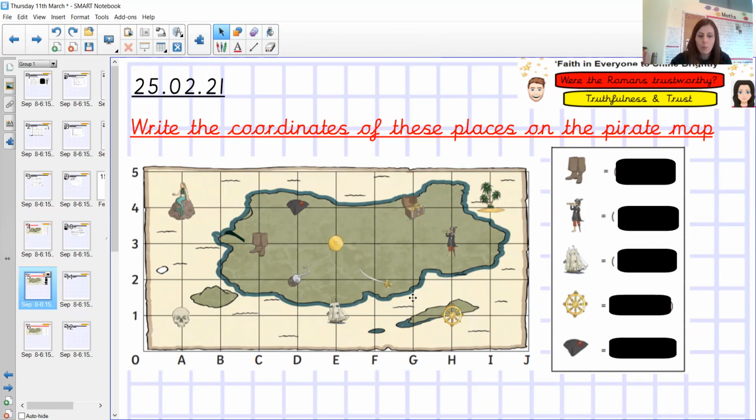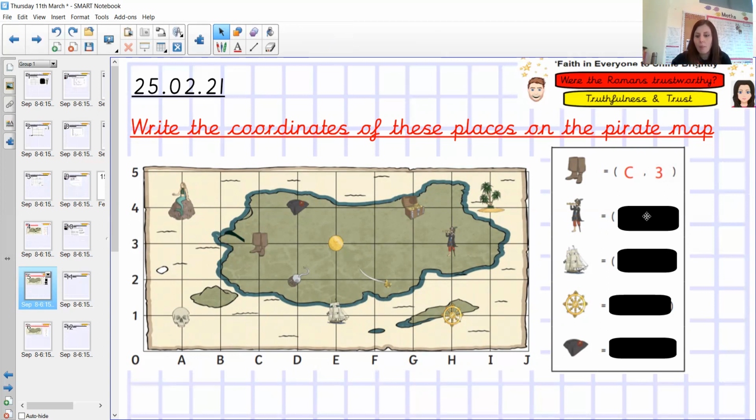So we've got the pirate boots here. I'm going to look along my x-axis first of all. I'm going to go along the corridor first, and I'm going to say that my pirate boots are at C. And then I'm going to look at my y-axis and decide that the pirate boots are at 3. So I'm going to write down here C3. Pause the video for me now and have a look if you can find the other 4 items.